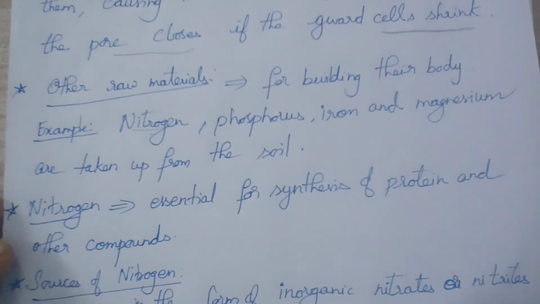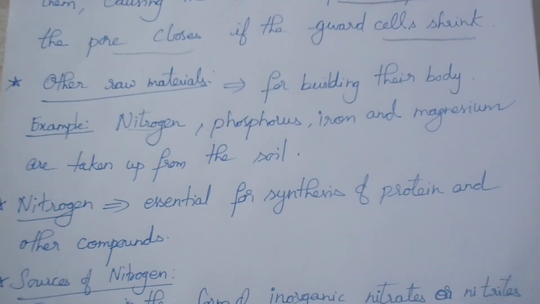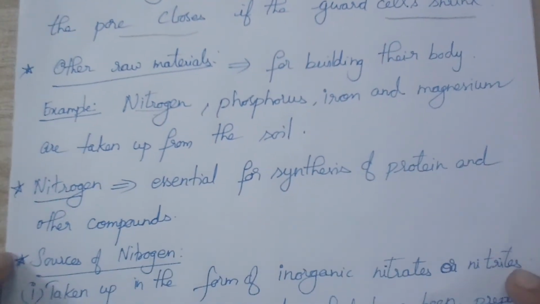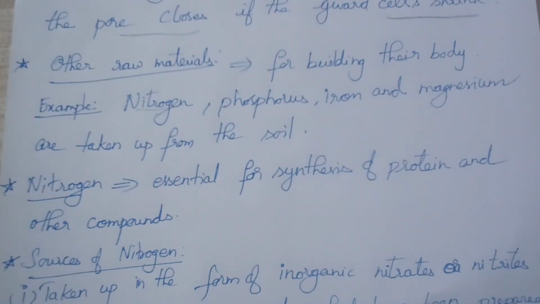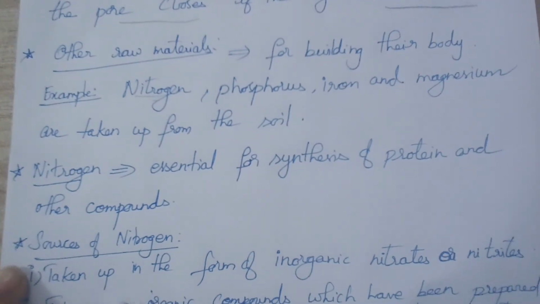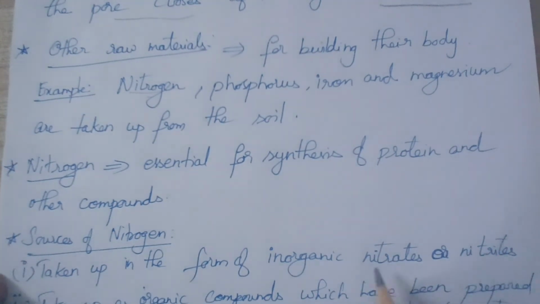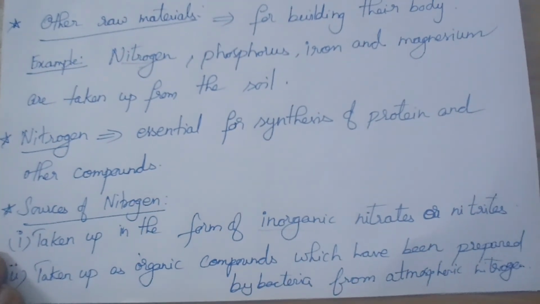Since it is a very essential product, what are the sources of this nitrogen? From where will the plant take nitrogen? Only from the soil. You can hear about fertilizers, right? For agriculture they use fertilizers. So it is available in the inorganic form also. It is taken up in the form of inorganic nitrates or nitrites, and it can also be available in the form of organic nitrogen.